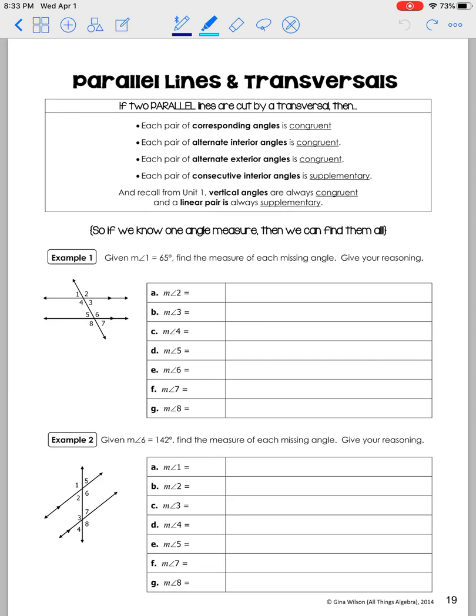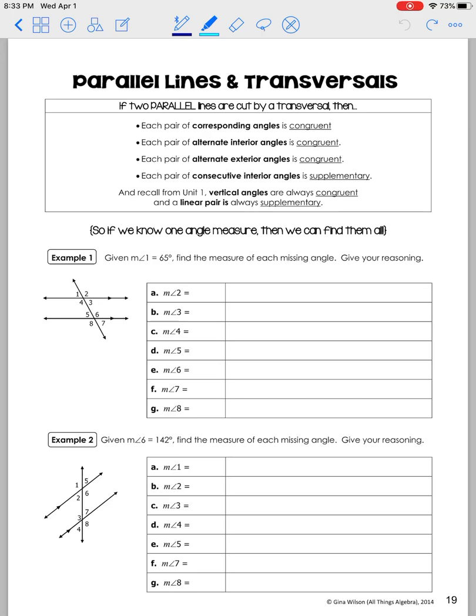Each pair of alternate interior angles is also congruent. So like 4 is congruent to 6, 3 is congruent to 5. Each pair of alternate exterior angles is congruent. So like 1 is to 7, 2 is to 8. And each pair of consecutive interior angles is supplementary. So consecutive interior being like 3 and 6, 4 and 5.